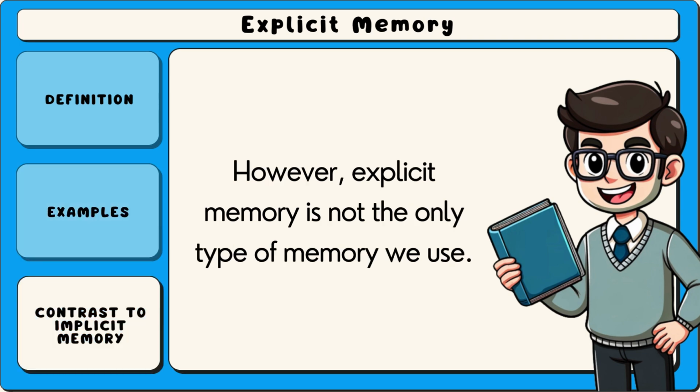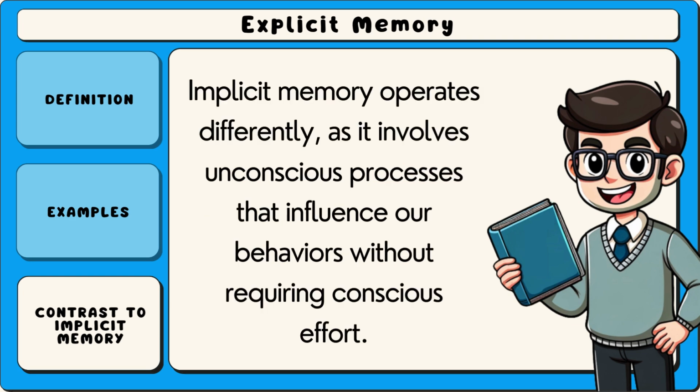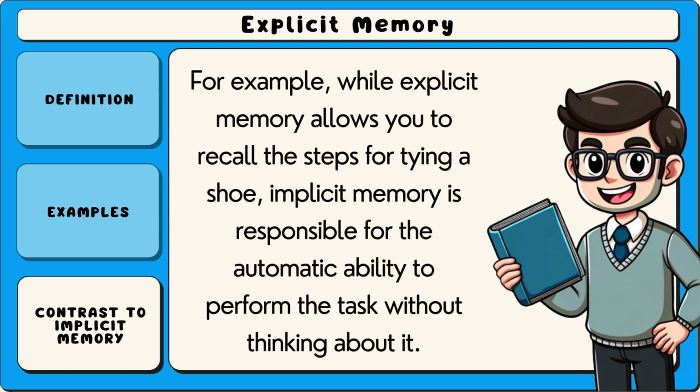However, explicit memory is not the only type of memory we use. Implicit memory operates differently, as it involves unconscious processes that influence our behaviours without requiring conscious effort. For example, while explicit memory allows you to recall the steps for tying a shoe, implicit memory is responsible for the automatic ability to perform the task without thinking about it.